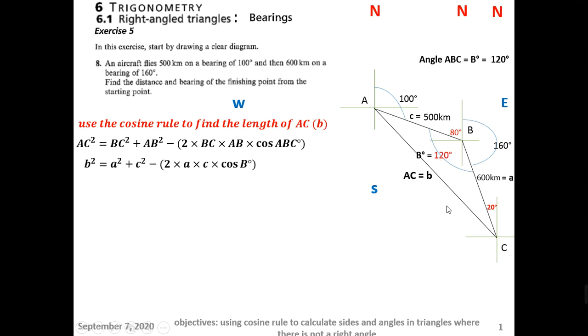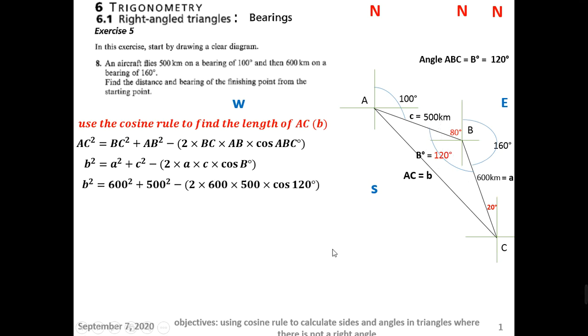Let's write it in an easier way. Side b, small, to the power of 2 is equal to... what are the other two sides? A and C. A squared plus C squared minus, inside the bracket, 2 times A times C times cosine of the angle between the two known sides.